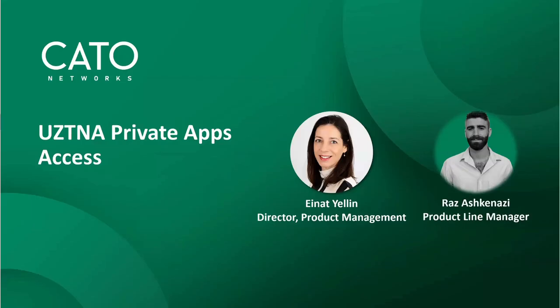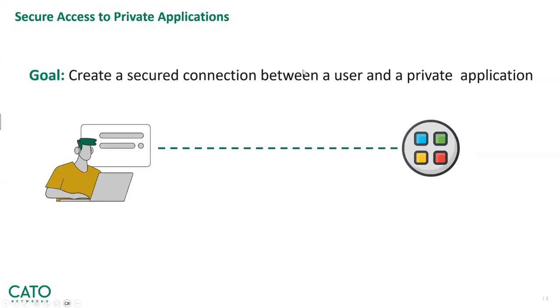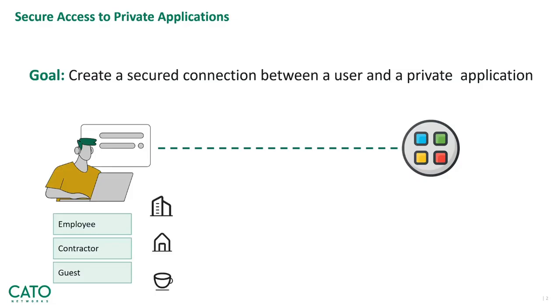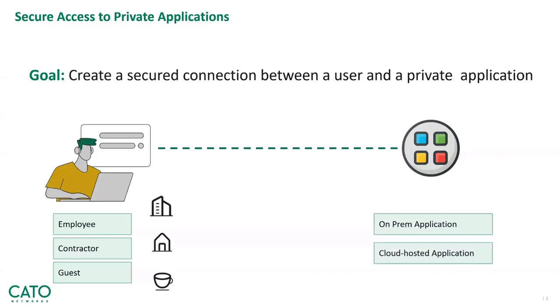So the use case is pretty simple. We want to provide secure and seamless access of a user to a specific application, that will allow that user to have the access in a strict and secure manner. The user can be an employee, a contractor, or a guest. And of course, nowadays, they can reside at home, at the office, coffee shops, or actually everywhere, while the application can reside on-premise or be hosted in the cloud.